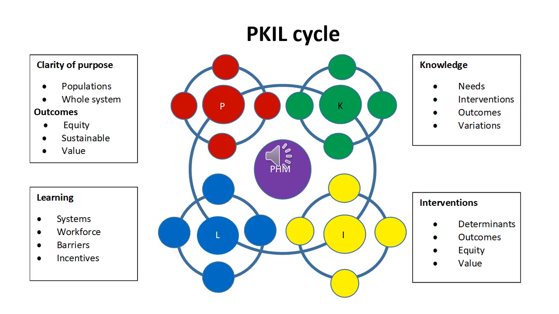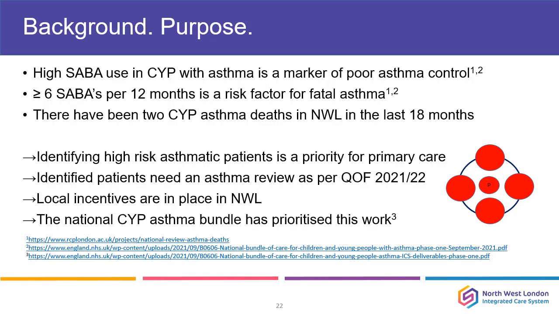The asthma example here will relate to the 4 steps: purpose, knowledge, intervention and learning. Purpose. Clarifying and agreeing the purpose with all stakeholders involved is an essential first step. High use of short-acting beta agonists is a marker of poor asthma control. Indeed, use of more than 6 inhalers a year is a known risk factor for fatal asthma. The intention here was to identify all children with asthma, check that they have an asthma review using the National Children's and Young People's Asthma Care Bundle.